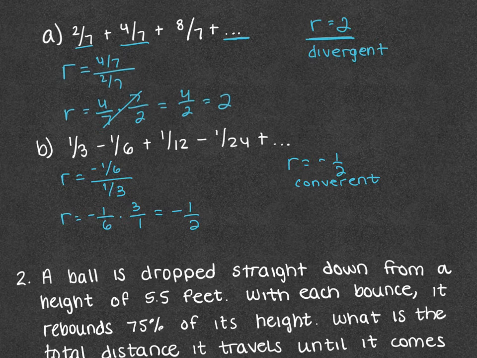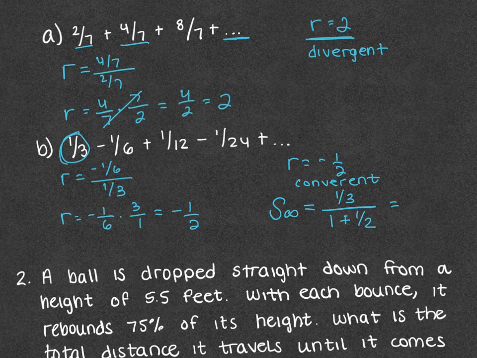So let's go ahead and do that. We would have S infinity equals U1, which is 1/3, over 1 minus r. And we can go ahead and put this into our calculator, and this comes out to 2/9. So our sum of an infinite number of terms in this series would be 2/9.